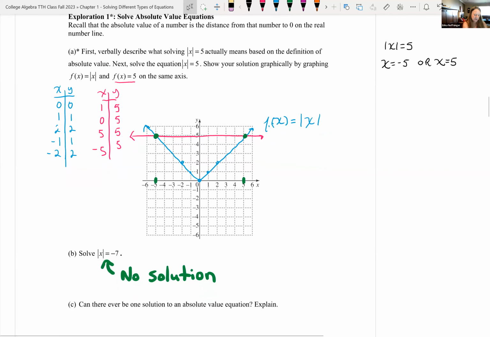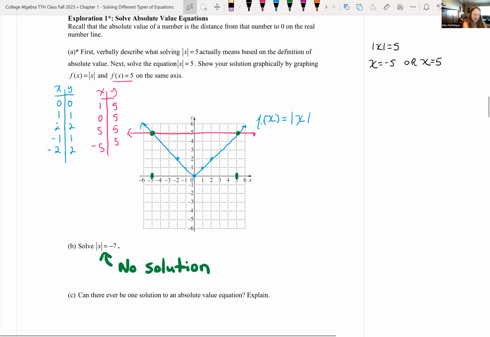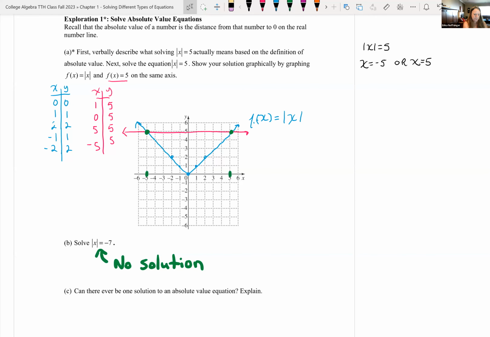Can there ever be one solution to an absolute value equation? Explain. Well, I'm not going to get any value which is going to give me back a negative result when I take the absolute value. If I took the absolute value and my result was a positive number, a number bigger than 0, then I'm going to get 2 separate results. There is only one case I can think of where the absolute value gives me back one solution, and that would be the case where I had the absolute value of x is equal to 0.